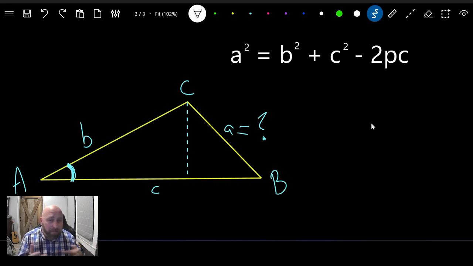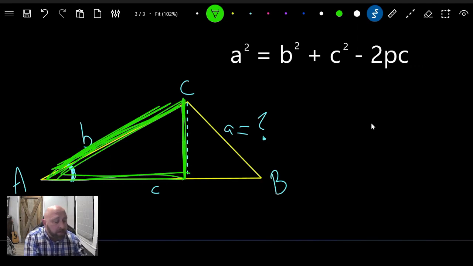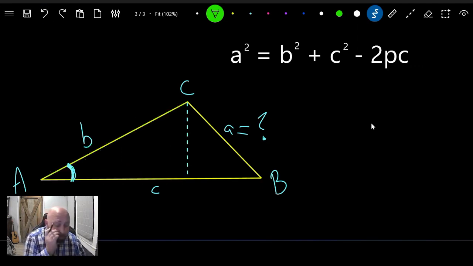We're just going to manipulate this using some different theorems from the past that we know, things about Pythagorean's rule. Okay, so the first thing that we want to do is think about this triangle that we just created right here. We created a right triangle, okay?